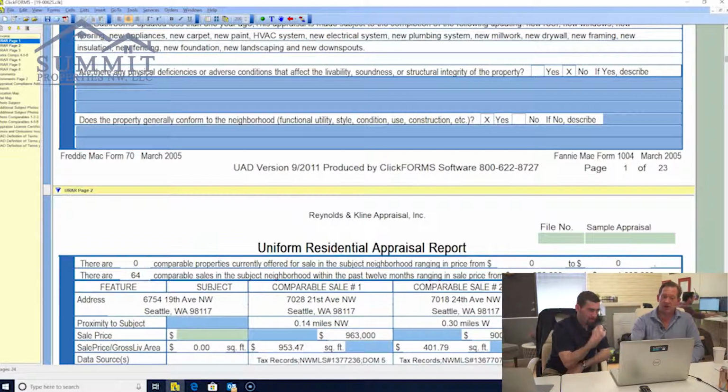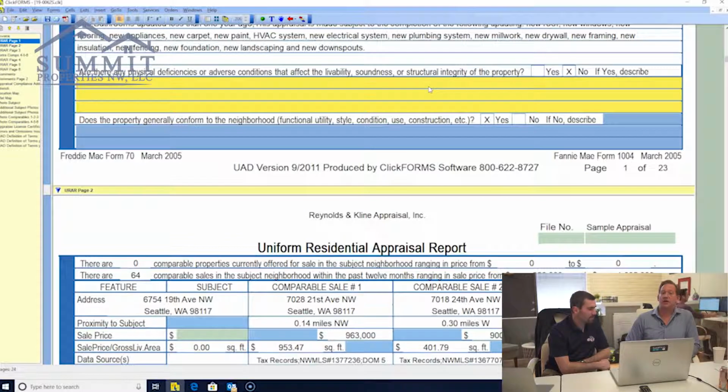Okay, excellent. Are there any physical deficiencies or adverse conditions that affect the property? What would be an example? Right next to a freeway? Or how about structural: sinking, a foundation problem, an oil field underneath the subject. Something crazy like that. If the roof is caving in, that's a physical deficiency. An adverse condition is something like the house being next to massive overhead power lines that have been known to cause cancer. Those would make it very difficult to sell.